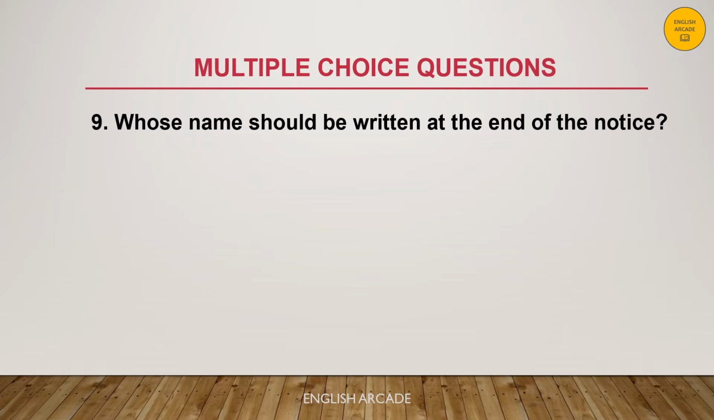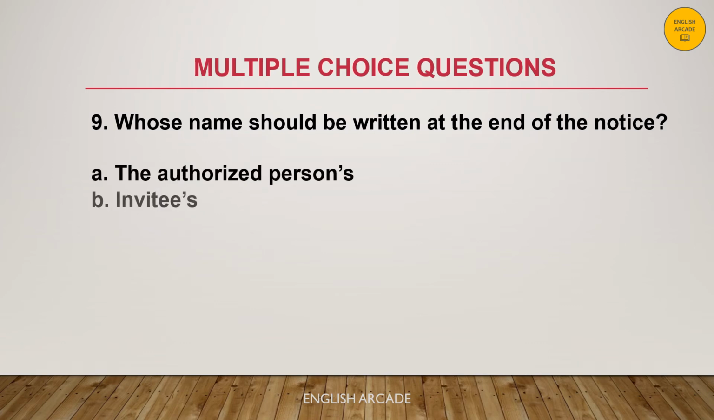Question 9. Whose name should be written at the end of the notice? A, the authorized persons, B, the invitees, C, the receivers, or D, the attendees. Well, the correct answer is A. The authorized person is written at the end of the notice because the authorized person is the signing authority, the issuing authority. So it's A, the authorized person's name, which is written at the end of the notice.